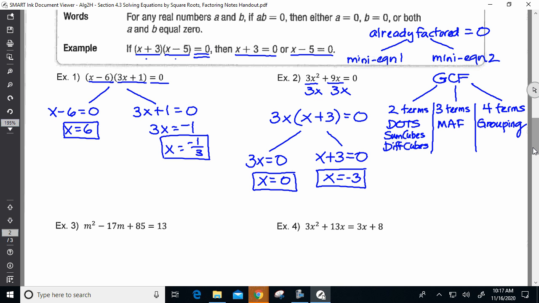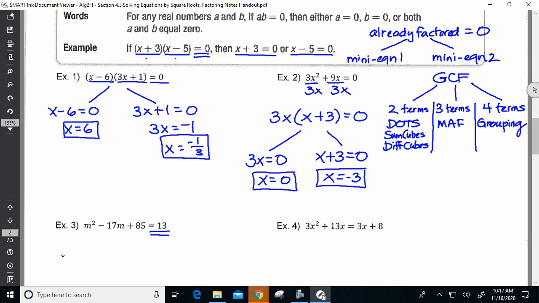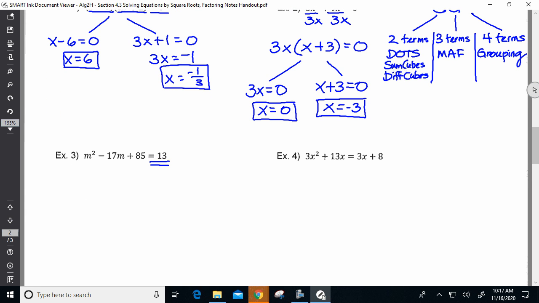All right. Example 2. Example 3. So example 3, we introduce something new, and that is the equation is not equal to 0. So if the equation is not equal to 0, you better get it equal to 0 before you start trying to factor it. So this has to equal 0. So we're going to take 13, subtract it, and move it to the other side.